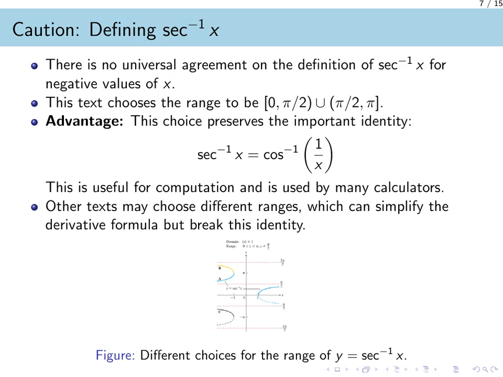The main advantage of this specific choice is that it preserves a very useful computational identity. The inverse secant of x equals the inverse cosine of the quantity 1 over x. You should be aware that other resources might define the range differently, which can simplify the formula for the derivative but breaks this important identity. So the thing to remember is that our definition maintains consistency with the inverse cosine function.